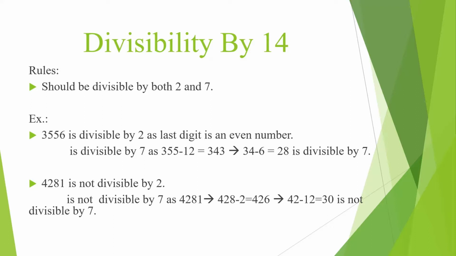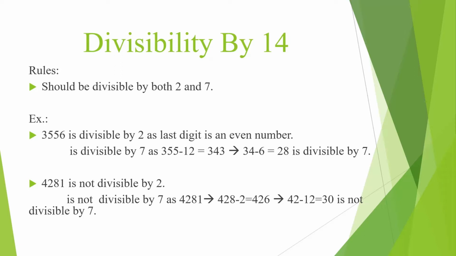Let us consider the example 3556. As the last digit is 6, it is an even number, so it is divisible by 2. For divisibility by 7, we have to ignore the last digit, which leaves 355. We have to find the difference, right? Minus last digit into 2. That is nothing but 6 into 2 is 12. 355 minus 12 is 343.